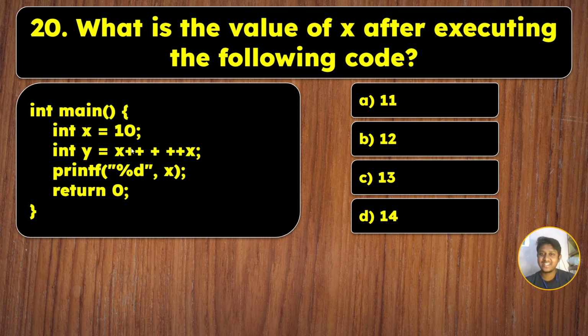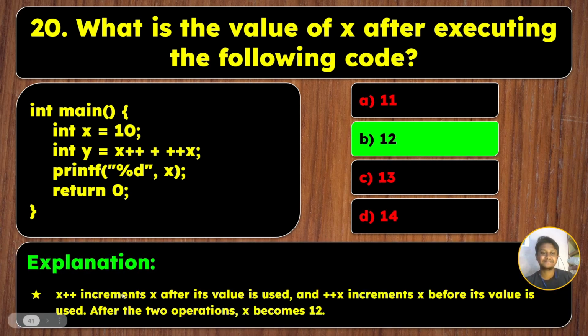So in this particular step, the value of x will be 10 only. Okay, after that, in this step, the value of x will get increased by 1, which is 11. And after this particular statement got executed, so 10 plus 1 is 11 and 11 plus 1 is 12. And we are simply returning 0. So when we print x here, the value it generates will be option B.